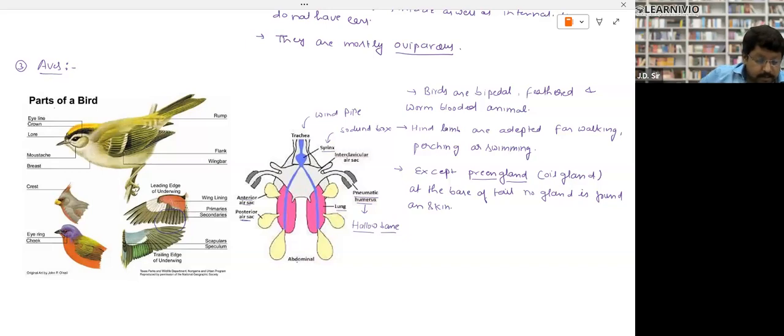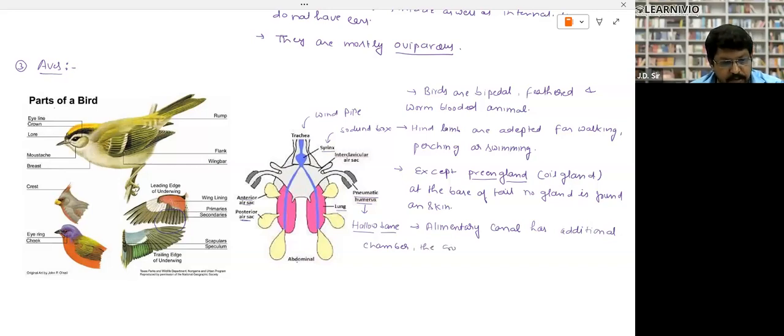Next one, the alimentary canal. The alimentary canal has additional chambers, the crop and gizzard. The crop stores and softens food.